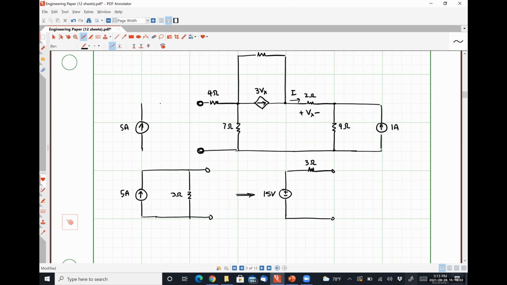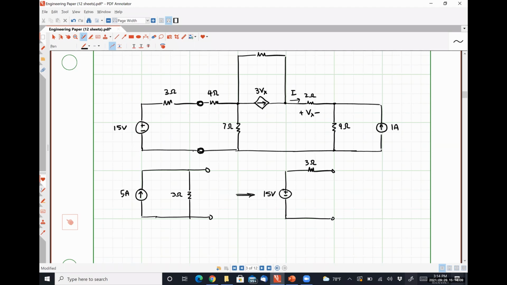I now have my 3 ohm resistor here. This is now a 15 volt source. And boom, I've done my source transformation. Until you get used to it, think of it as literally disconnecting that part of the circuit, performing the transformation, and then plugging that part of the circuit back in. That'll keep you from making mistakes as to where the placement goes.